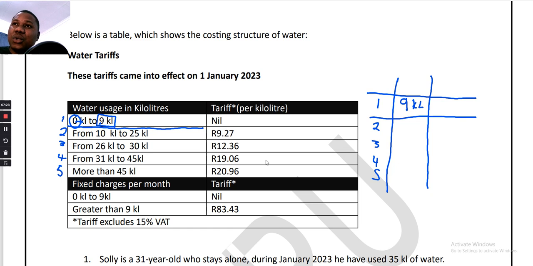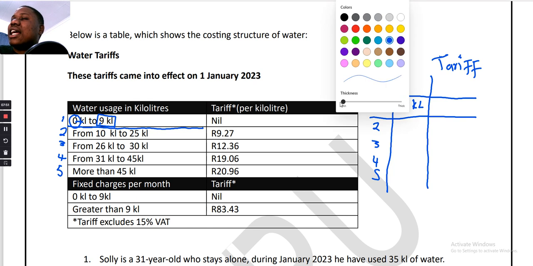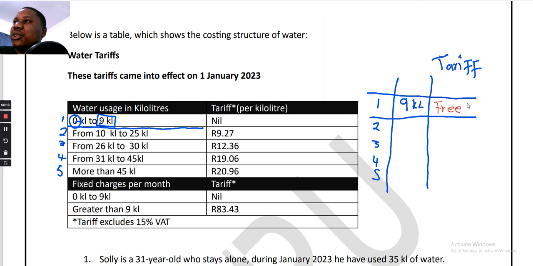Block number 2 has a different story now. But before I go to block number 2, let me talk about the charges, which is the tariff. In block number 1, it says for your very first 9 kiloliters, we are not going to charge you. That will be your municipality. Remember, the tariff depends on where you are staying. The tariff blocks that they are using are different according to the municipalities. So here it is free, they don't charge you. Then we come to block number 2.